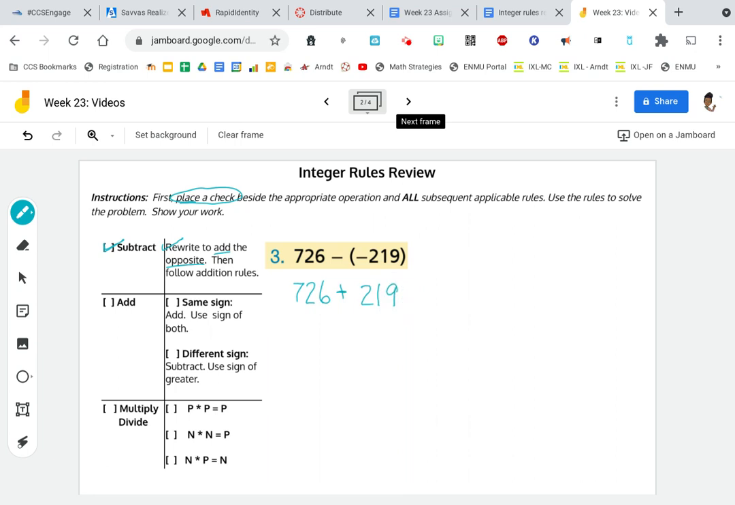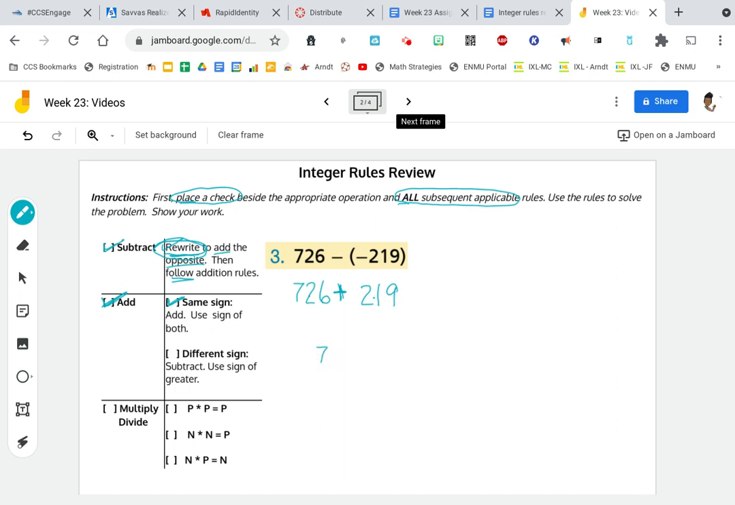You see how I showed and I rewrote this? I expect to see that on your paper as well. If not, it's incorrect. Okay, so now I have to follow the addition rules. So now I am adding, so I'm placing a check right there because it says I have to place a check on all subsequent applicable rules. And since the 726 is positive and the 219 is positive, I have the same sign. So now I'm adding and using the sign of both.